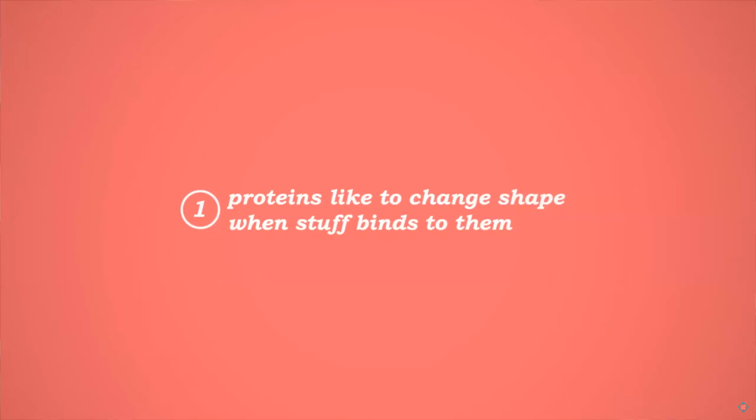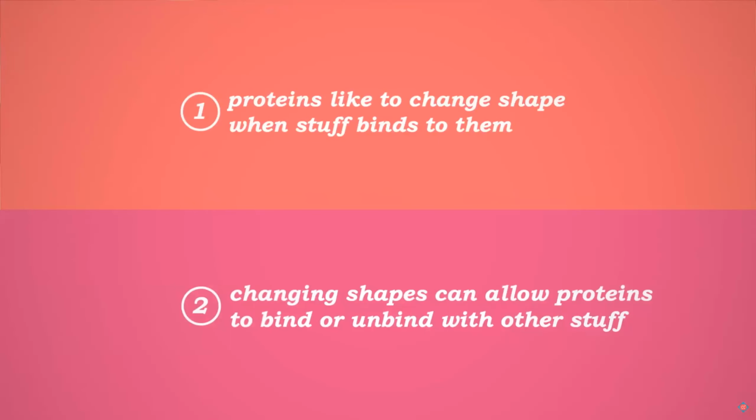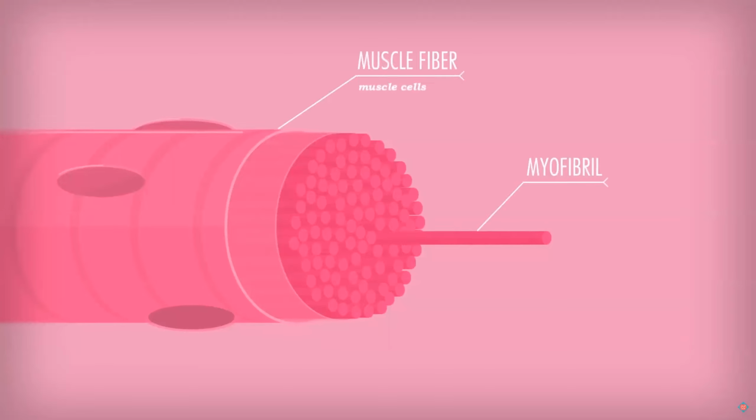But if you want to get into the nitty-gritty, the down and dirty of how you actually move, well, there are rules. Really just two main rules, and they have to do with proteins. And they're both true for a lot of the proteins we talk about, whether they're enzymes or ion channels or receptors or muscle proteins. And these rules are: 1, proteins like to change shape when stuff binds to them, and 2, changing shapes can allow proteins to bind or unbind with other stuff. So keep those rules in mind while we see how a muscle fiber contracts and relaxes. Now, remember those tiny myofibrils that bundle up to form your muscle fibers?